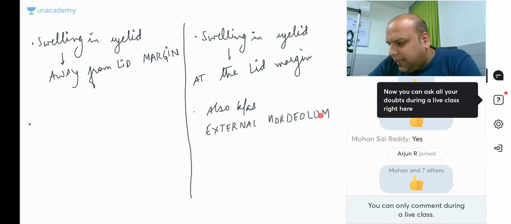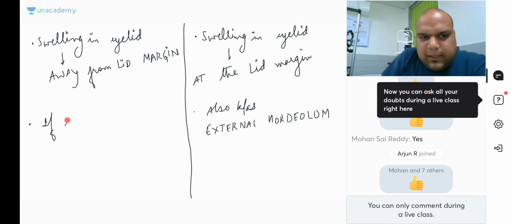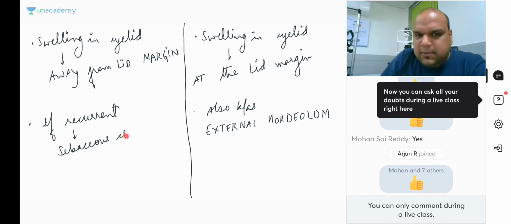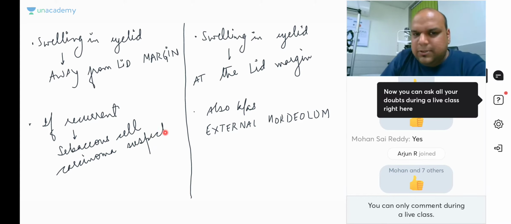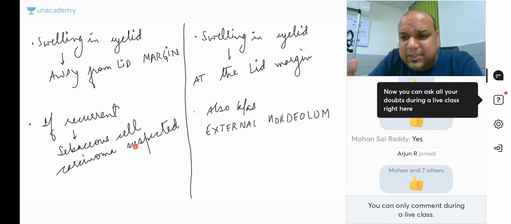About chalazion, what I would like to tell you is that if chalazion is recurrent, you can think about sebaceous cell carcinoma. Sebaceous cell carcinoma is suspected because it is occurring in the meibomian gland again and again. The meibomian gland is a modified sebaceous gland, so we may suspect it to be a case of sebaceous cell carcinoma. Done, everybody? Clear about this?